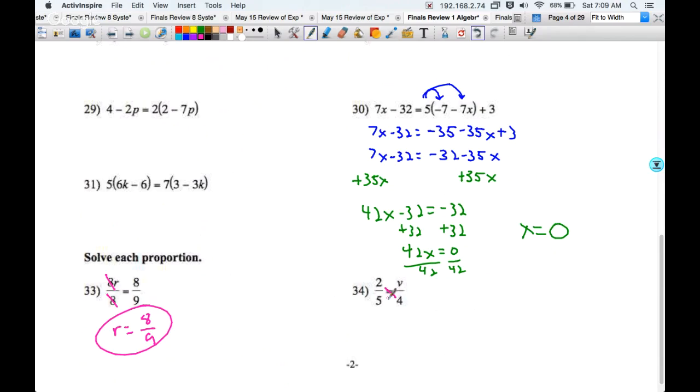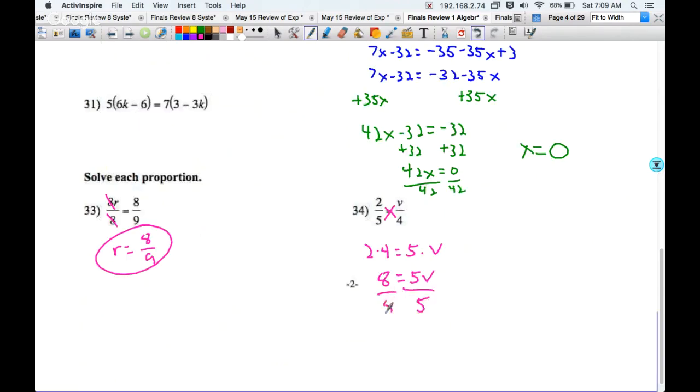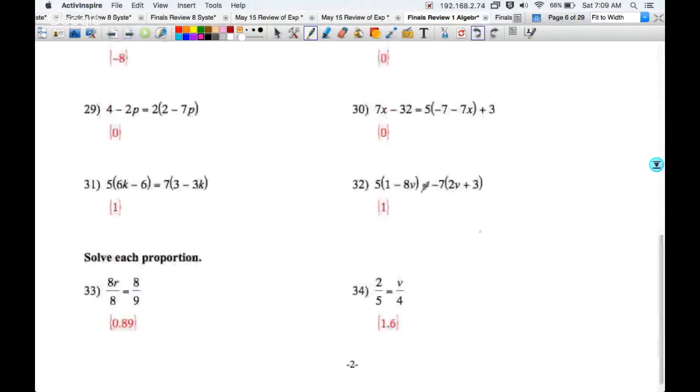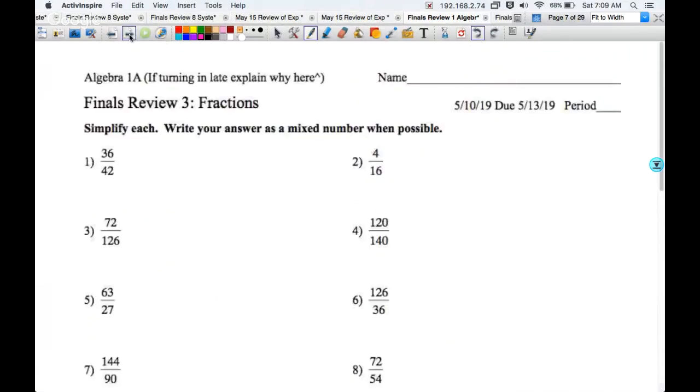So cross multiplying, you multiply like this and create a new equation. 2 times 4 equals 5 times v. So we get 8 equals 5v. Divide both sides by 5. And we get about 1.6, or 1 3/5 equals v. All right. Let's double check that. 1.6. All right.